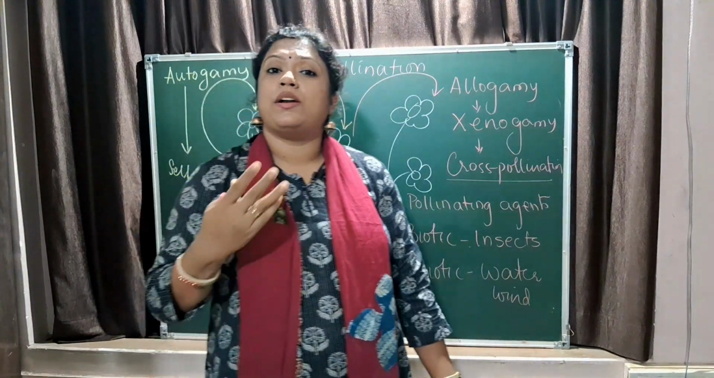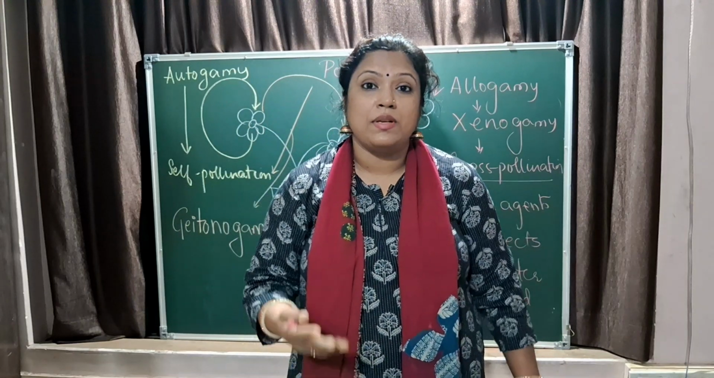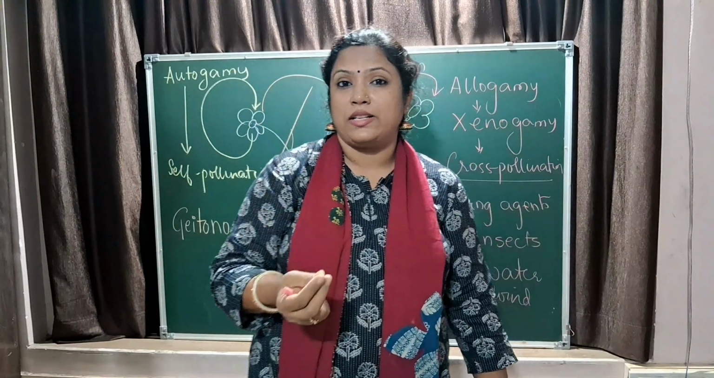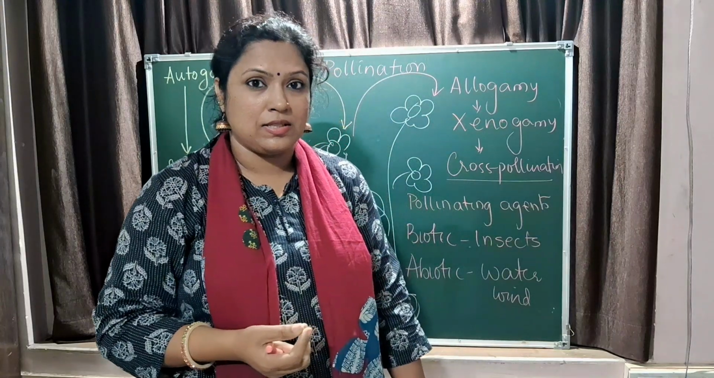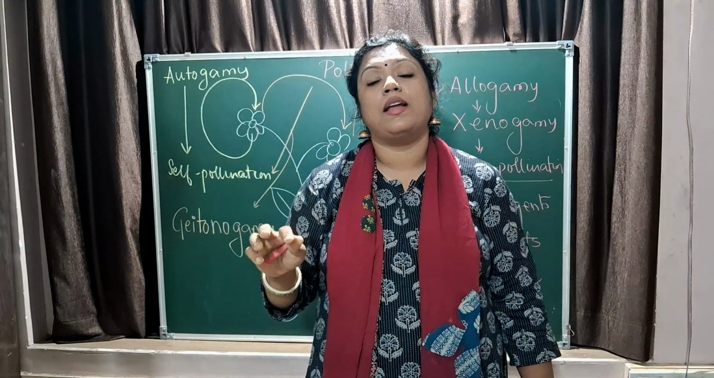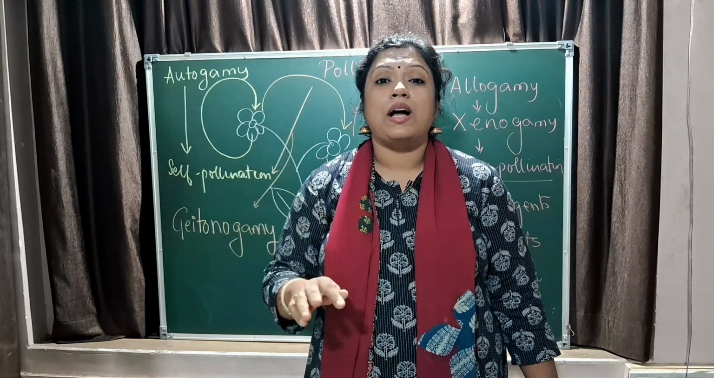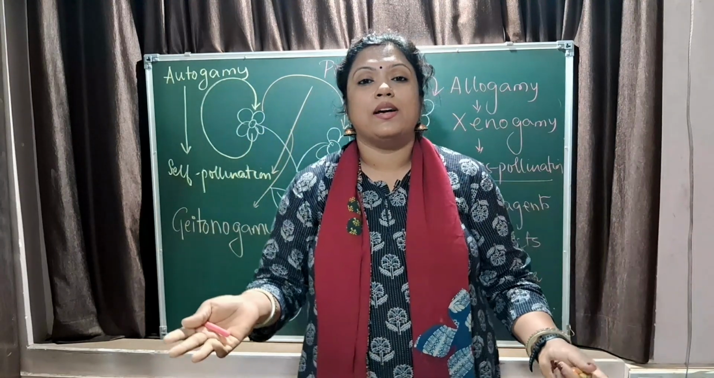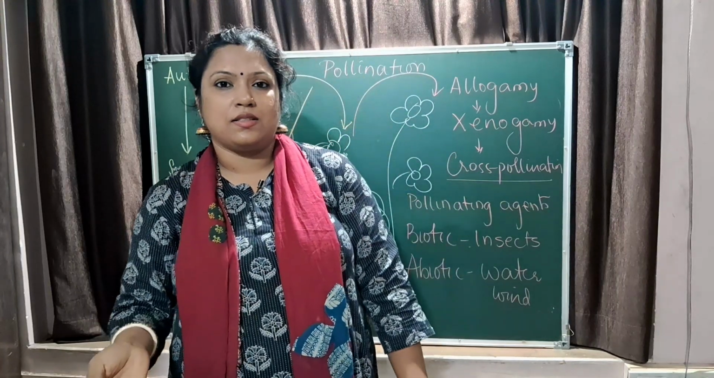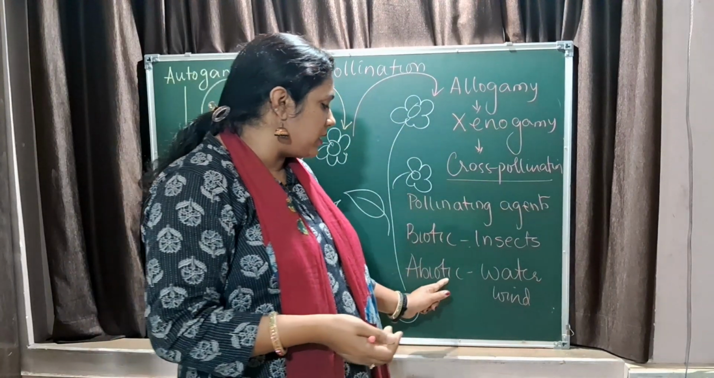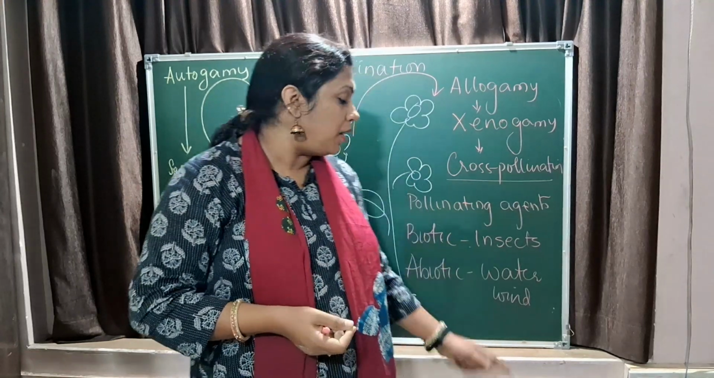So in order to attract the insect, the flower must have larger petals. It should produce nectaries so that it can attract the bees, right? At the same time, the plant has to spend lots of energy in making those brightly colored calyx and the nectaries, right? Another pollinating agent is the abiotic agent.